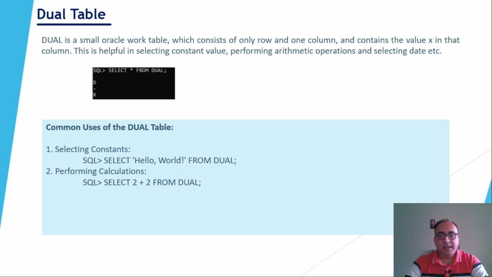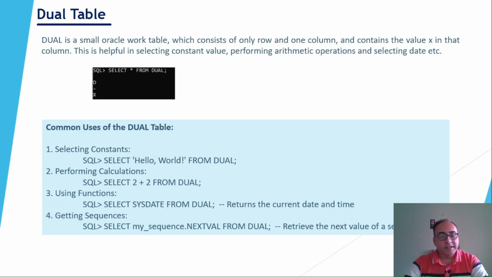Next we have performing calculations. Using dual we can perform any sort of arithmetic operations. In this particular example, SELECT 2 + 2 FROM dual will return 4. Number 3, using functions. Different sorts of functions we can use with dual. For example, SELECT sysdate FROM dual. This particular statement will return the current date and time.